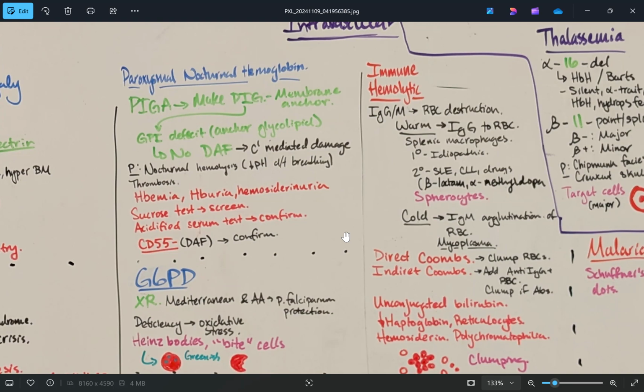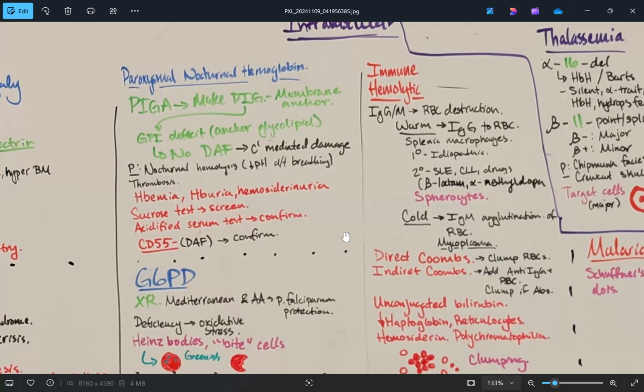Moving on to G6PD. It's an X-linked recessive deficiency of your G6PD. You will see this mostly in Mediterranean and African American, or African and Asian populations. I don't remember why I wrote AA, but it's usually for protection against P. falciparum. This deficiency leads to increased oxidative stress on your red blood cells. And so what you'll see in your histology are going to be your Heinz bodies, which are kind of like denatured deposits in your red blood cells, as well as quote unquote white cells.